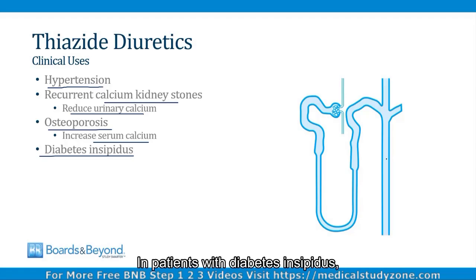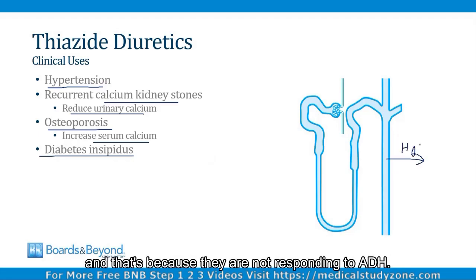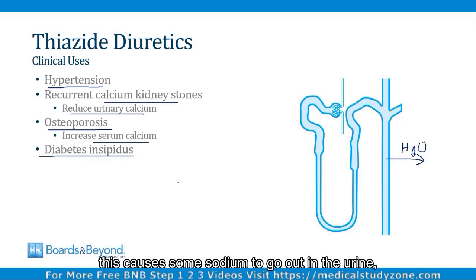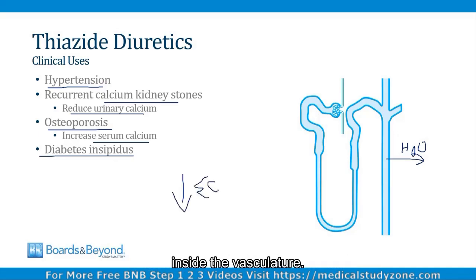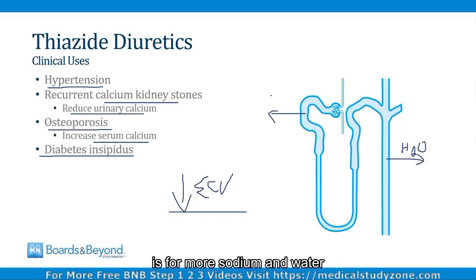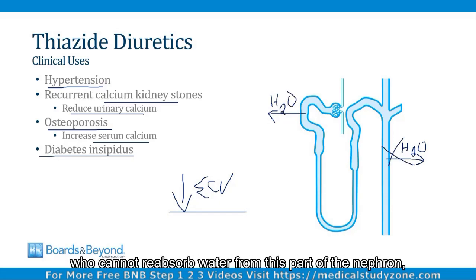In patients with diabetes insipidus, they cannot pull water from the collecting duct normally, and that's because they are not responding to ADH. If you give a thiazide diuretic, this causes some sodium to go out in the urine, and that lowers the effective circulating volume inside the vasculature. Anytime the ECV gets low, this activates the sympathetic nervous system and the renin-angiotensin-aldosterone system. And one of the effects of those two systems is for more sodium and water to be reabsorbed from the proximal tubule.